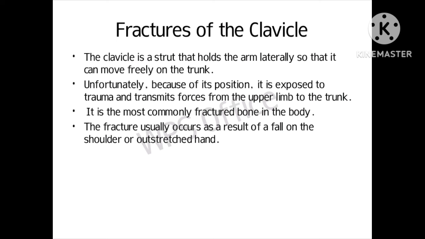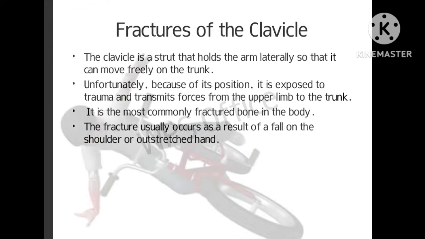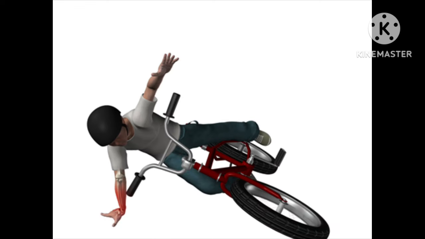Now let's discuss the fractures of the clavicle, because it's the most common bone to fracture. The clavicle is a strut that holds the arm laterally so that it can move freely on the trunk. Unfortunately, because of its position, it is exposed to trauma and transmits forces from the upper limb to the trunk. It is the most commonly fractured bone in the body.